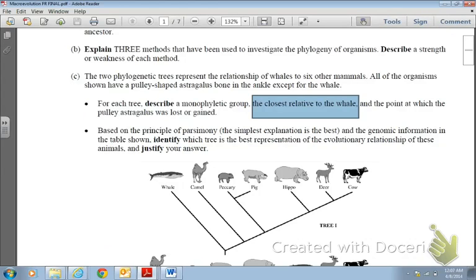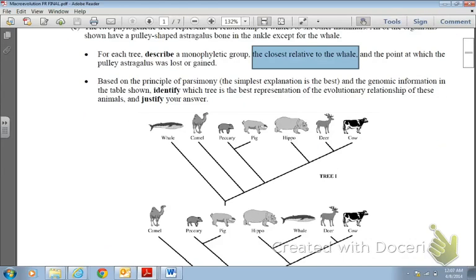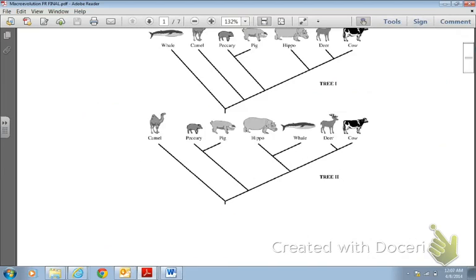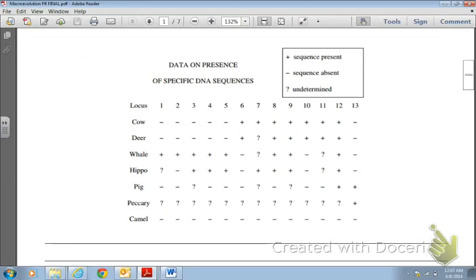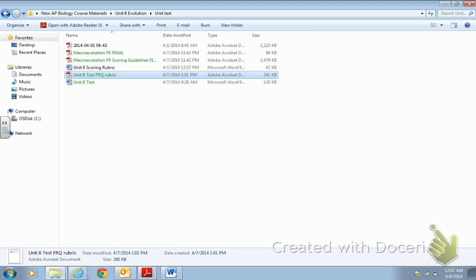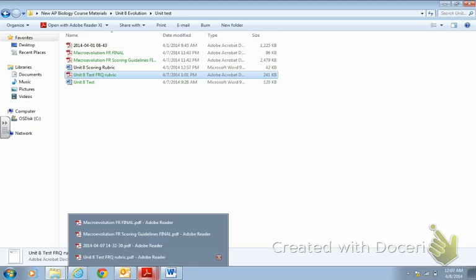Okay, the second part of C. Based on the principles of parsimony and the genomic information in the table shown, you're going to identify which tree is best, and you're going to tell me why. Okay, so there's your character table. Here are your answers. So you're definitely going to need to pause the video and look at this for a second.